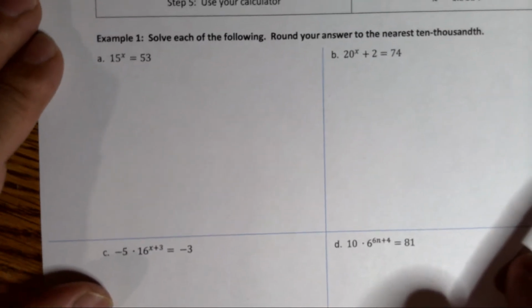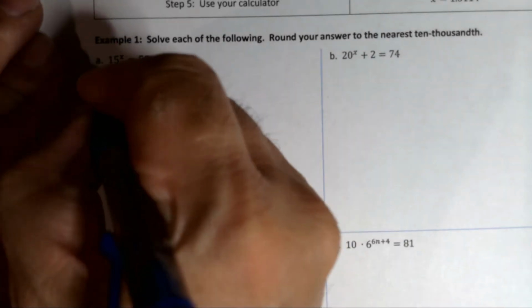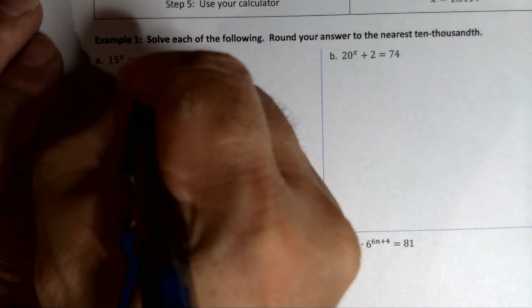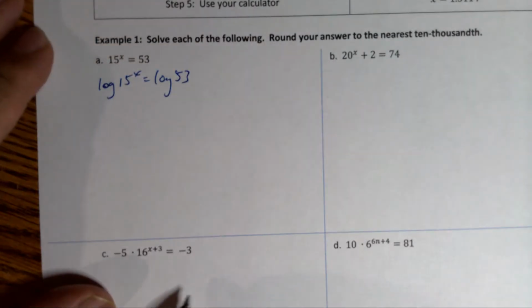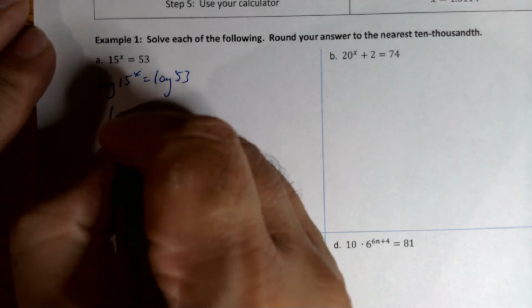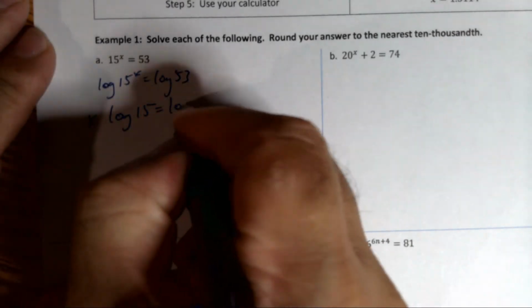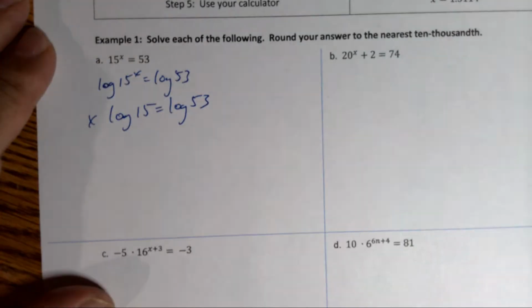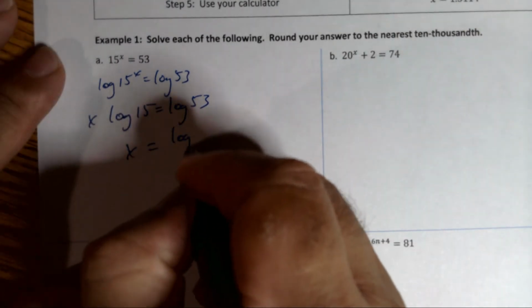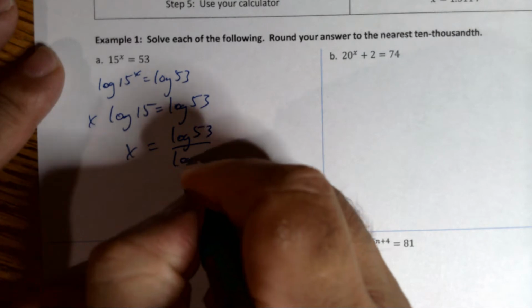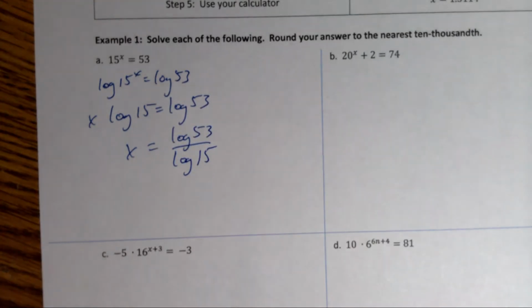So example 1a, we're going to take the log of both sides. So it's log of 15 to the x equals log of 53. Now we bring the x down, so it's x log 15 equals log 53. Now we just divide by log 15, so x equals log 53 divided by log 15. And you put that in the calculator.